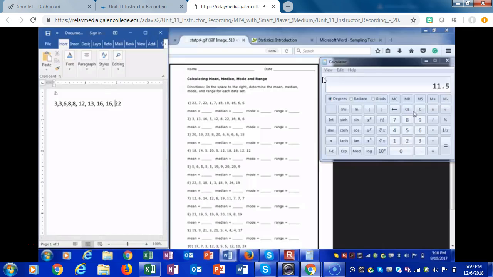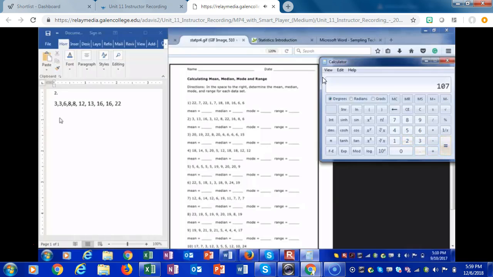All right, the mean. So we go to our little calculator to calculate the mean. 3 plus 3 is 6. 6 plus 6 is 12. Plus 8 plus 8 is 16. Plus 12. Plus 13. Plus 16 plus 16 is 32. Plus 22. So we have 107.